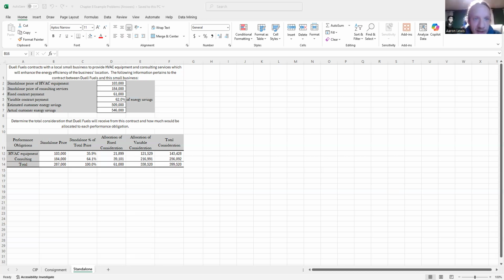So the agreement that Dual Fuels is coming to with this local business is that they're going to get paid $61,000 flat rate up front. And then they are also, on top of that, going to get paid 62% of whatever amount of energy, so utilities, propane, electricity, etc., that this company saves in that first year with this new equipment and with Dual Fuels guiding its usage.